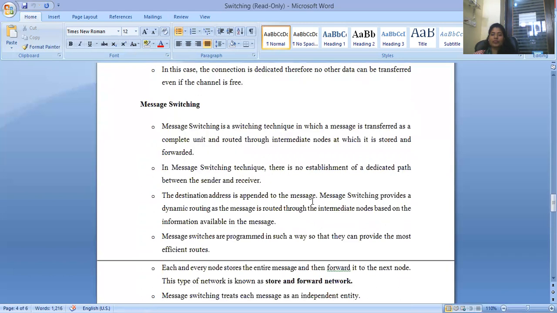Okay, if you talk about message switching, then what happens? Message switching is a technique in which a message is transferred as a complete unit and routed through intermediate nodes at which it is stored and forwarded.